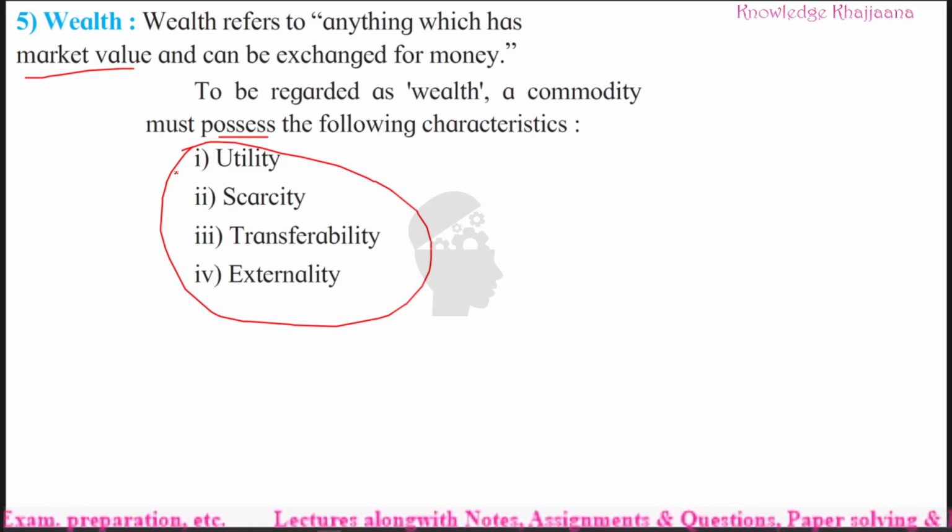It should have utility. The commodity which is wealth should have utility. That commodity should have scarcity. That commodity should possess the characteristic of transferability, and that commodity should have externality. What is meant by these 4 characteristics which are attached to a commodity which is wealth? We'll see in detail.